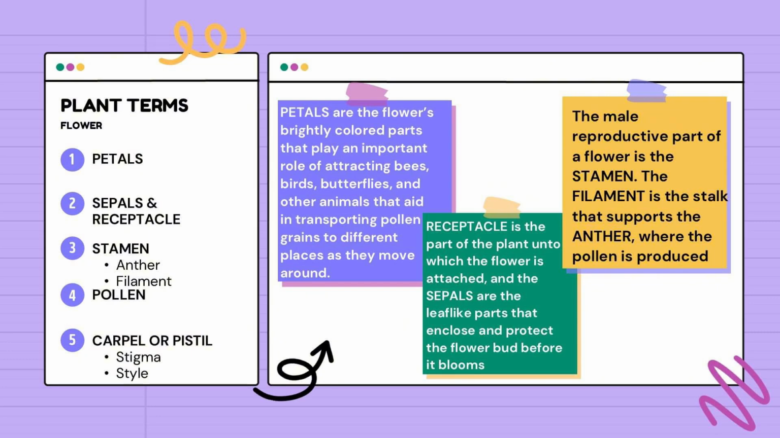Anyway, nasa plant pa lang tayo ha. Wala pa po tayo sa animals. Nag-start po tayo sa plant. Okay? So, we have 5 different terms dito.